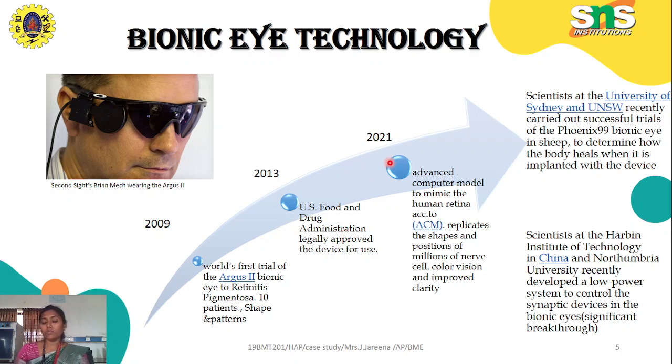And then in 2020-21, with the help of ACM, the American Computing Model Association, they developed one supercomputer model to mimic exactly how the human retina works. With this technology they can replicate the shapes and positions of millions of nerve cells, and the main aim of this advanced computer model is to enhance the color vision and also improve the clarity of the vision.